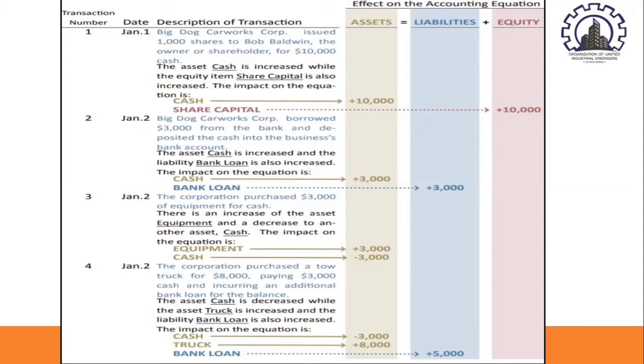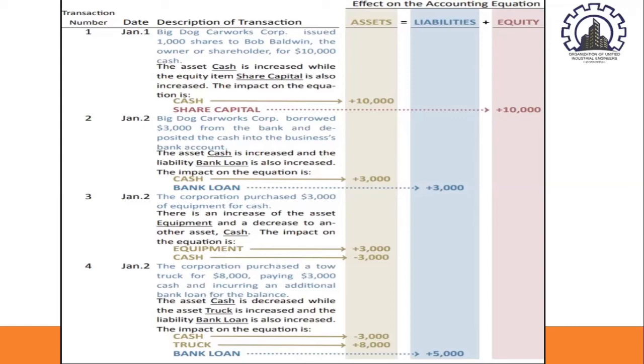Now, remember, if you borrow or loan money from the bank, meaning you receive cash, that will increase your asset. So that is why you have there plus 300 under asset, okay? Because cash is an asset. And since you get a loan from the bank or from a financial institution, that would be a bank loan. And bank loan is a liability.